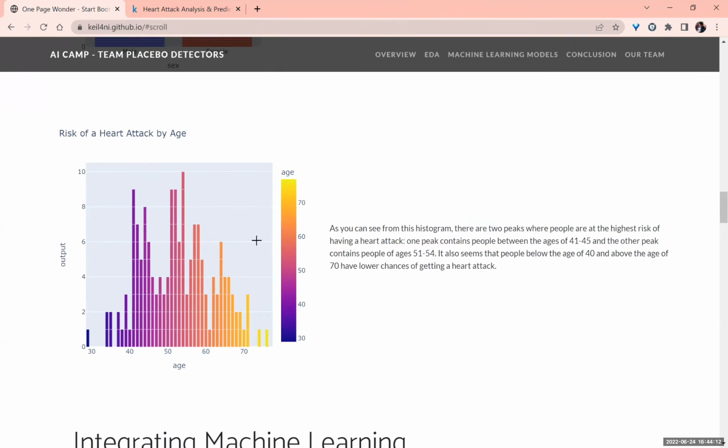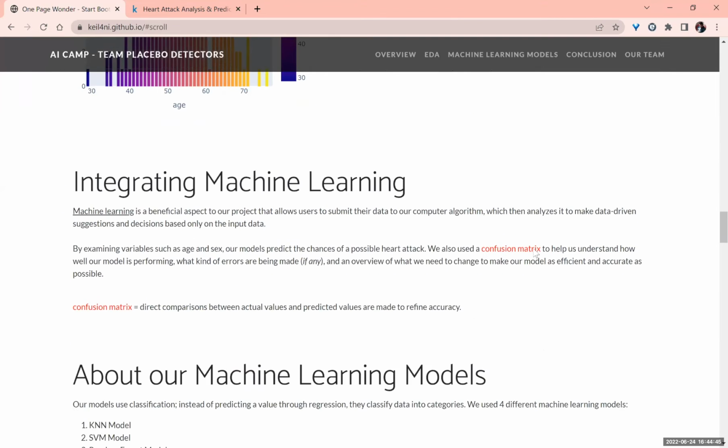This is the graph for risk based on age. As you can see from this histogram, there's a peak from the ages 41 to 45, and the ages 51 to 54. The graph also shows that people below the age of 40 and above the age of 70 have a lower chance. Because of this, the ones who have the highest risk are people from the ages 40 to 60, and they should be more careful to regularly check for the warning signs of a heart attack. I'll pass it to Anya.